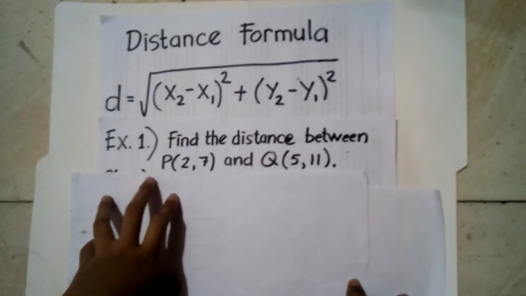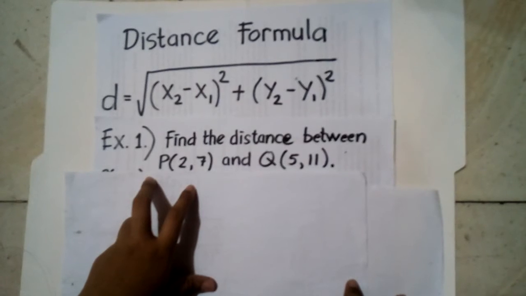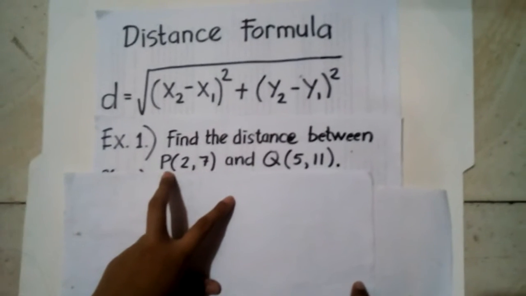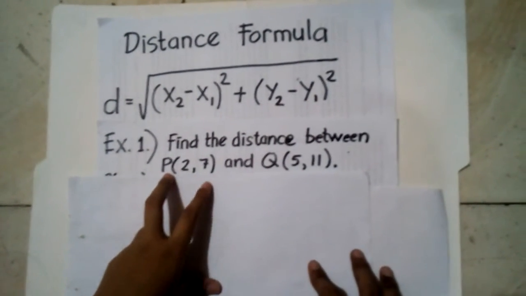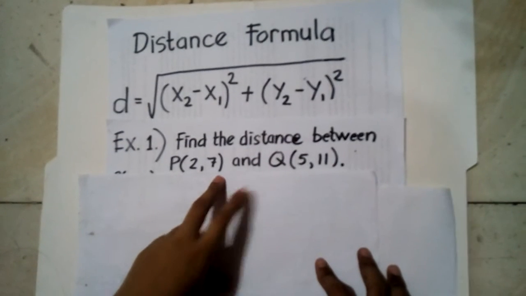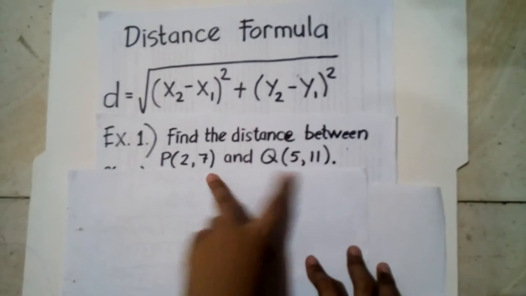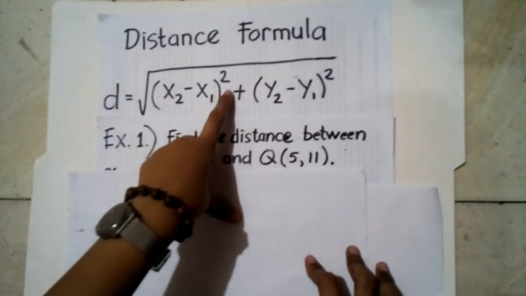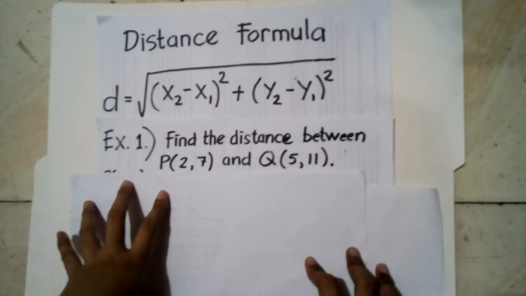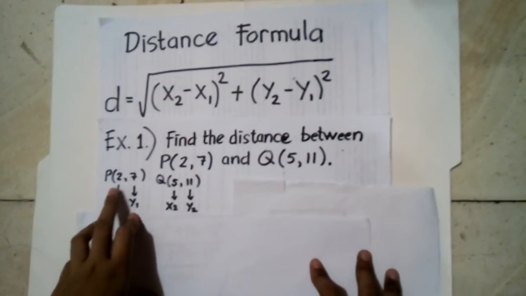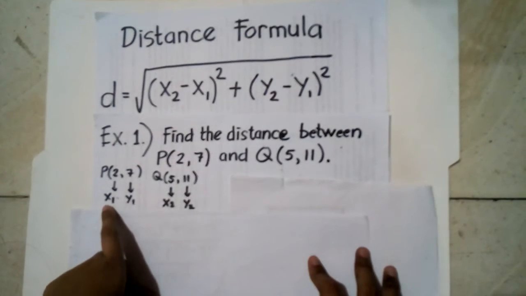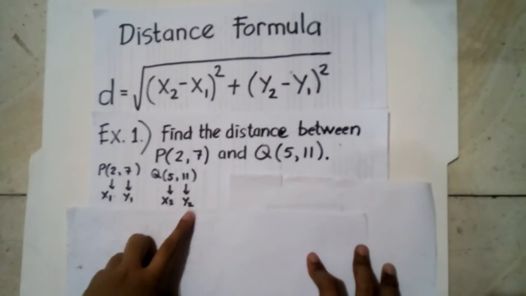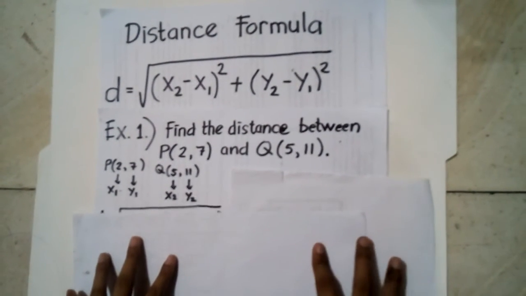So let's have our first example. Find the distance between the point P (2, 7) and the point Q (5, 11). We can assign our point P as our x sub 1, y sub 1, and our point Q as x sub 2, y sub 2. But we can interchange them since we will still have a positive result because we are going to square it. So we have our point P as our x sub 1 and y sub 1, and our point Q as our x sub 2, y sub 2. And to get the distance, we will use the formula.